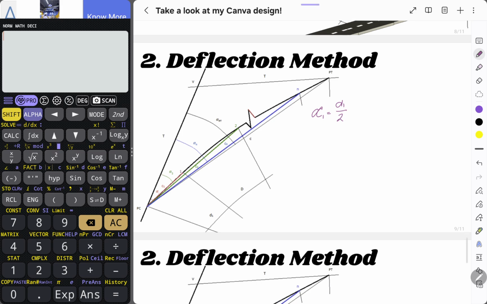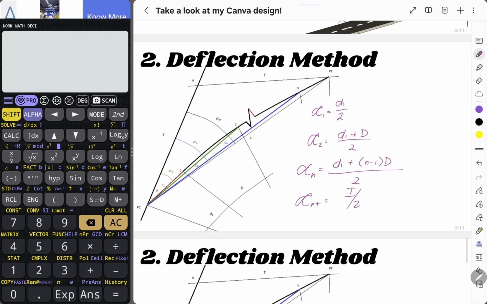So, yung deflection dito sa una. For our alpha 2, d1 plus d all over 2. So, any deflection angle, so d1 plus n minus 1 times d all over 2. Okay. So, para naman sa buong deflection natin dyan, so alpha p t is equal sa I over 2.